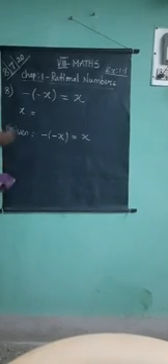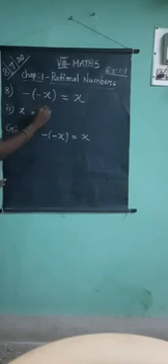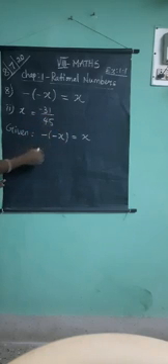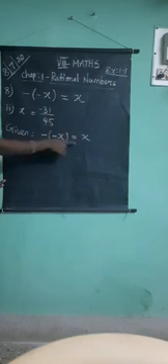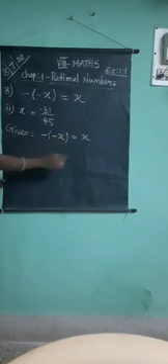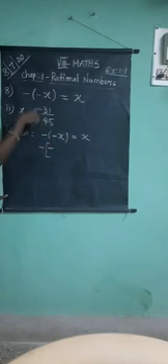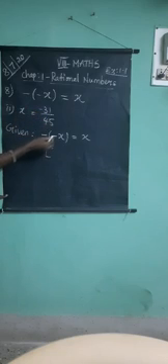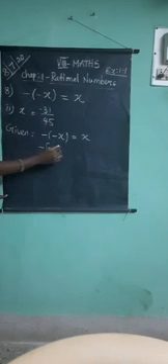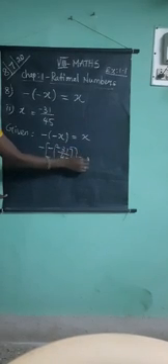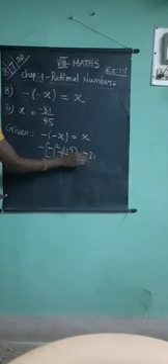Next, the same question, second sum. They are given x is equal to minus 31 by 45. Given minus of minus x is equal to x. Here also minus, these two minus. Next we have to write, they are given minus 31 by 45. That is equal to, what is x? Minus 31 by 45.